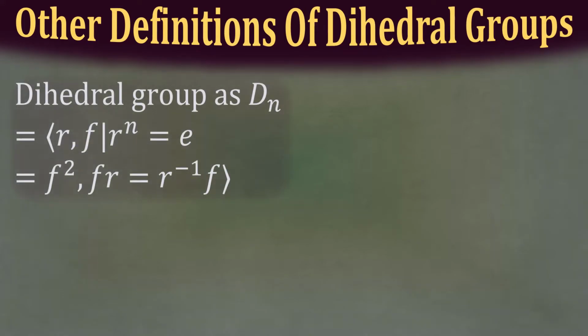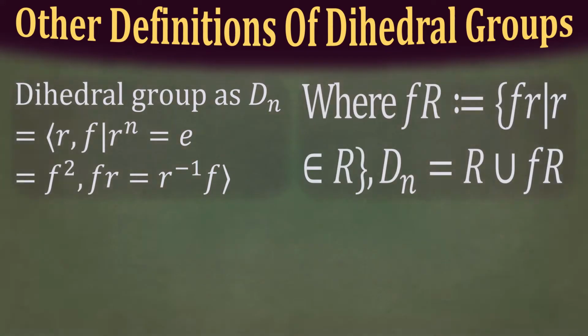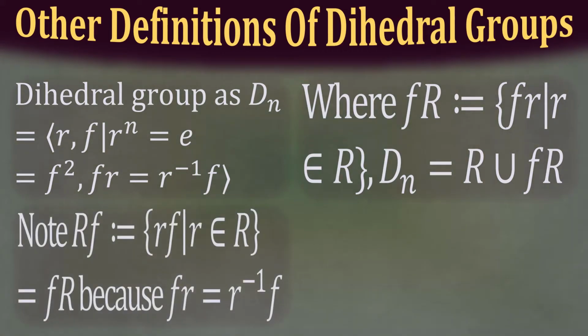We can define the dihedral group Dn as the group generated by R and F such that R to the n is equal to E, which is equal to F squared, and FR is equal to R inverse times F. Where <R>F is defined to be the set of all RF where R is in <R>, we have that Dn is equal to <R> union <R>F. Note that F<R>, the set of all FR where R is in <R>, is equal to <R>F because FR is equal to R inverse times F.